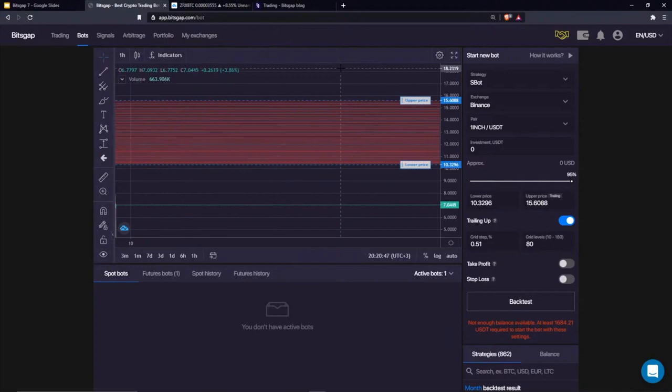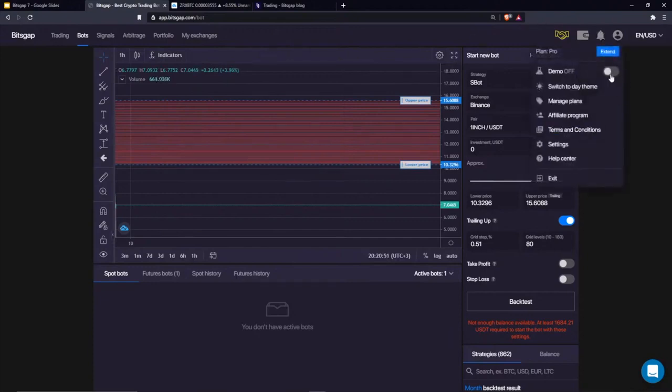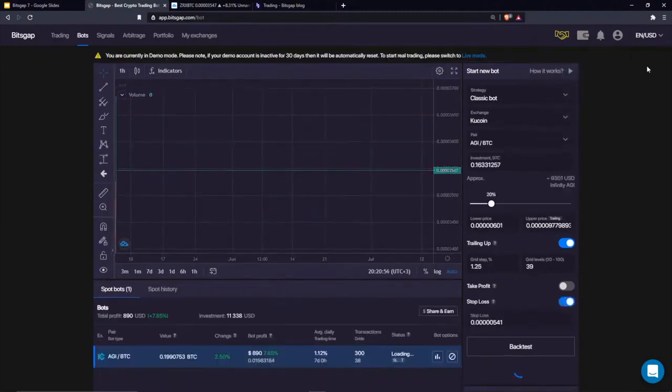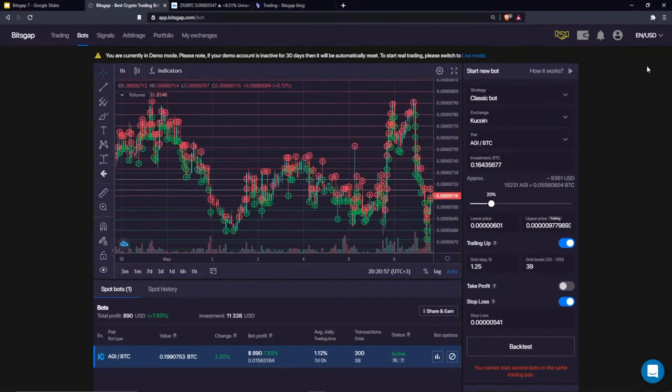But in any case, you have this 14-day trial, and you have this demo mode where you can trade risk-free before you start risking your real money. So all features provided. This is the sandbox for you guys to experiment risk-free before you start trading on real money. So that's it for today.